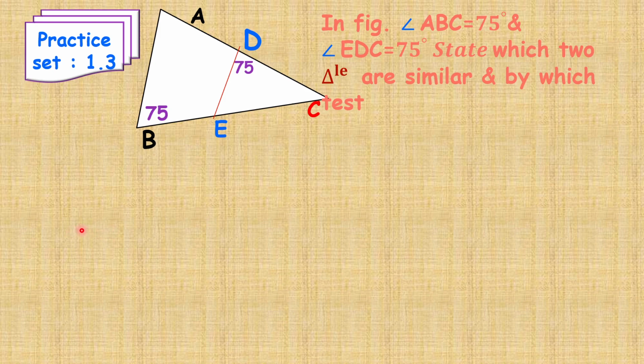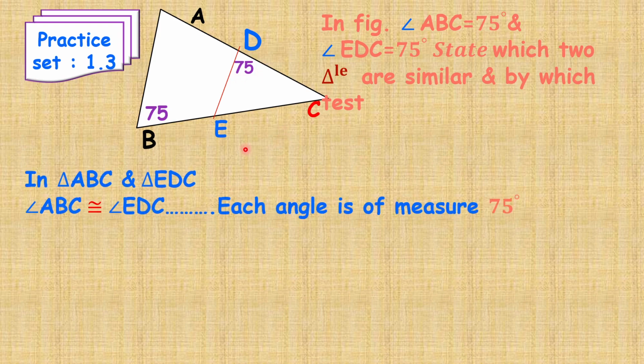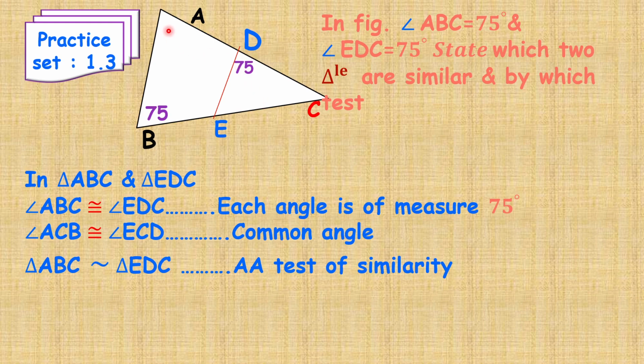In these two triangles, which information is given? Angle B is congruent to angle D. Now, in this triangle, angle ABC is congruent to angle ADC. Each angle is of measure 75 degree. Now, if you observe this figure here, angle C is common to both triangles. Therefore, angle ACB is congruent to angle DCE or ECD, common angle. Therefore, these two triangles are similar by AA test of similarity.